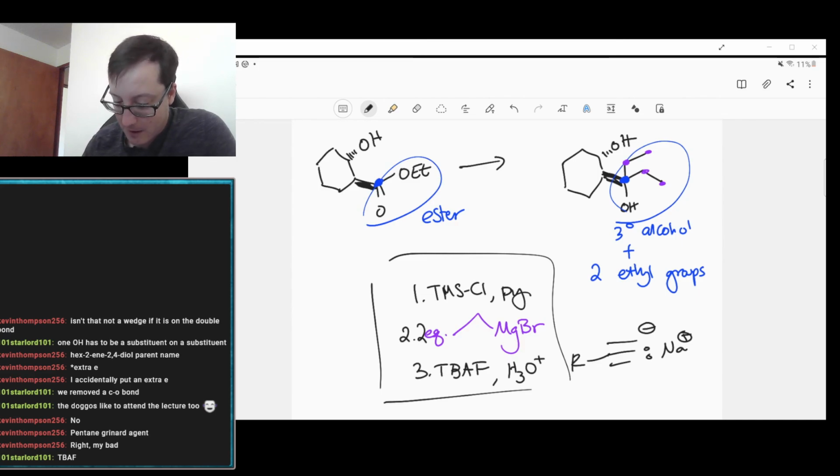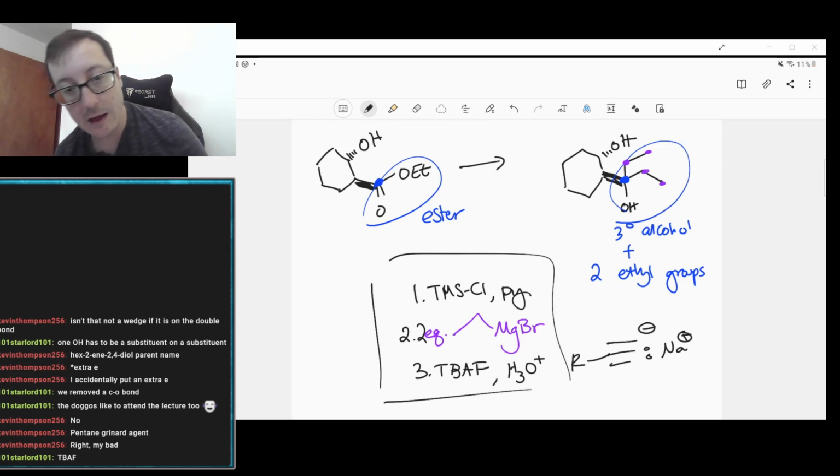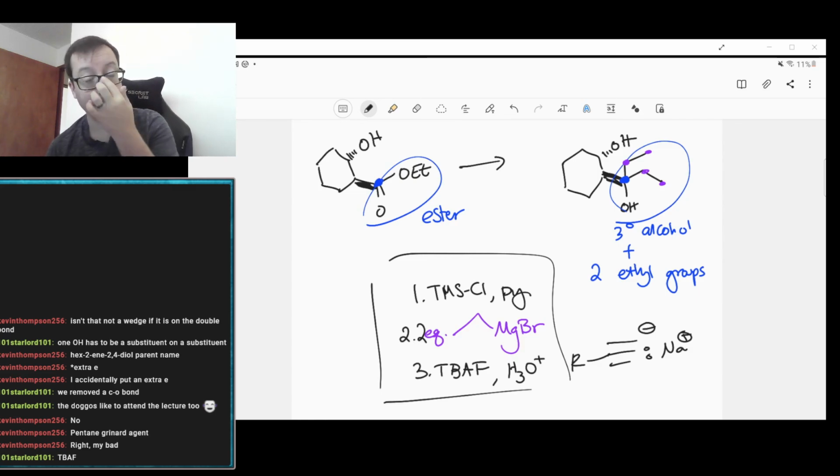So these are important steps because C-C bonds are hard to make. Carbon-carbon bonds are difficult to make, and they're very synthetically useful. We can build molecules now. That's the whole point of this course, is we're going to learn how to build molecules bit by bit. All right, so that's it for today.